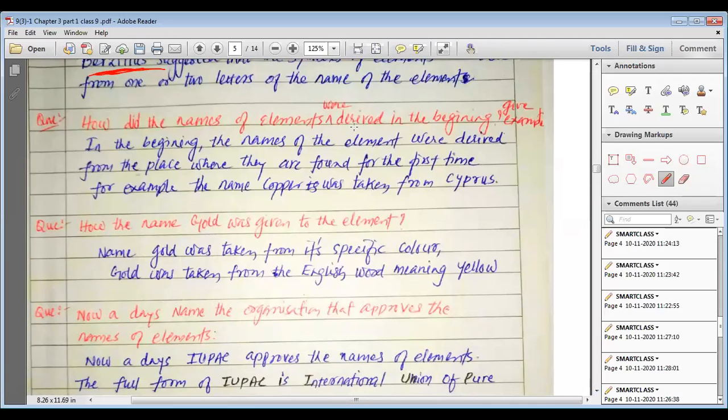How were the names of elements derived in the beginning? Give an example. In the beginning, my dear students, the names of the elements were derived from the place where they were found for the first time. For example, the name copper was taken from Cyprus, because copper was first found in Cyprus, and that is why the name copper is given.